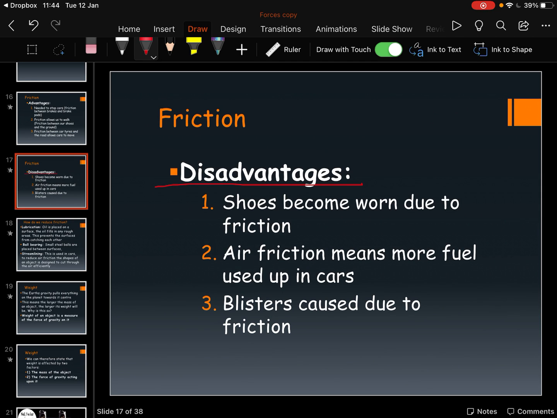So, disadvantages. Number one, your shoes will become worn out due to friction. Eventually, over time, your shoes will get worn out. Air friction means fuel used up in cars. For example, if you're driving somewhere and the breeze is blowing against the car, you'll actually burn more fuel because your car is trying to resist. You have to overcome not just the road, but now the breeze that's pushing against you.